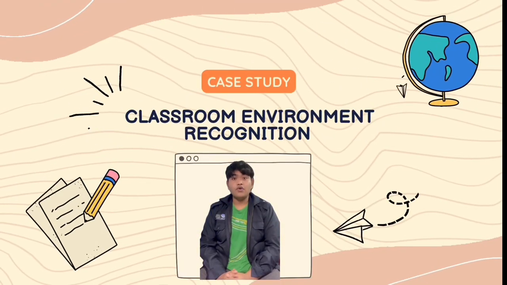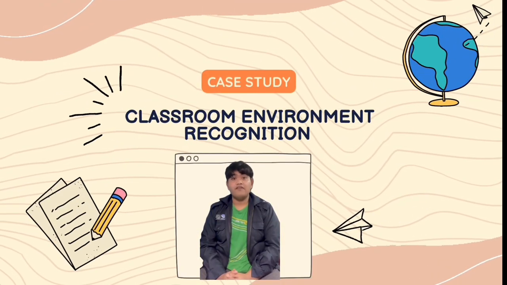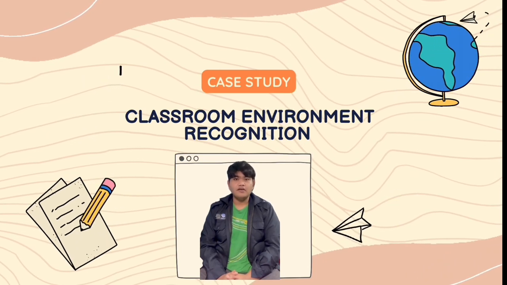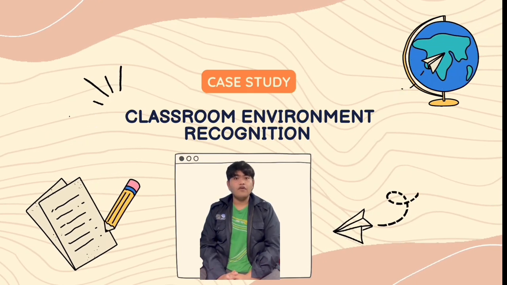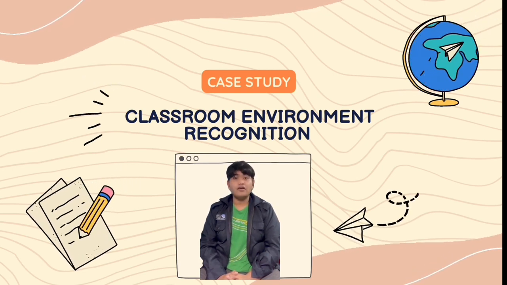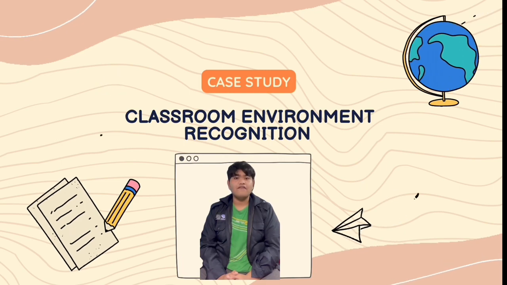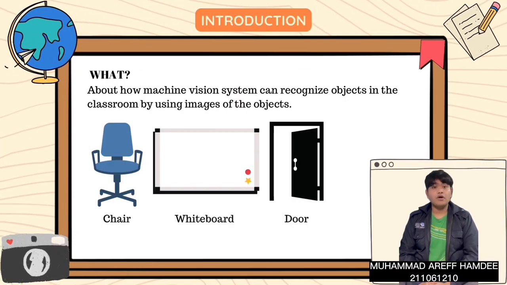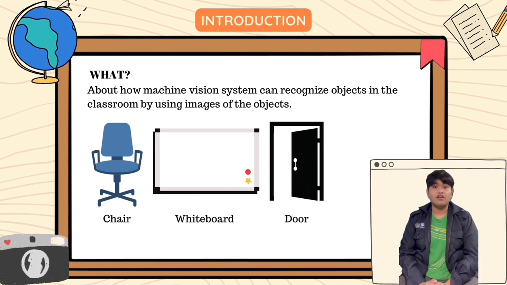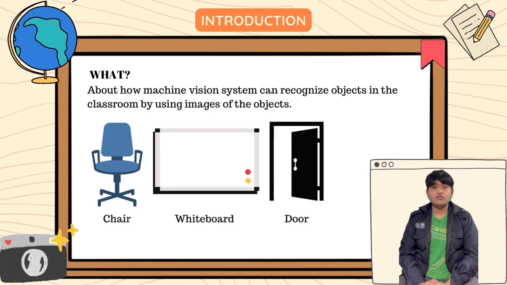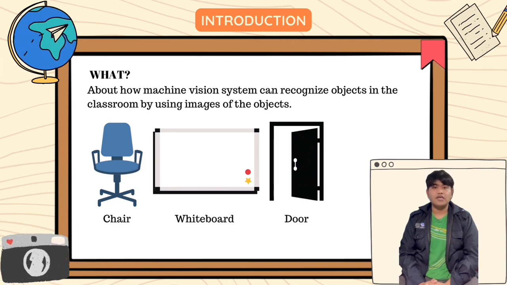Hi, today we want to present our case study about environment recognition system, which is the application of the machine vision subject. For the environment itself, we can choose the classroom environment, which is quite close to us as students, in our everyday learning in class. First things first, what we want to share in the classroom environment recognition is how a machine vision system can recognize objects in the classroom by using images of the objects.